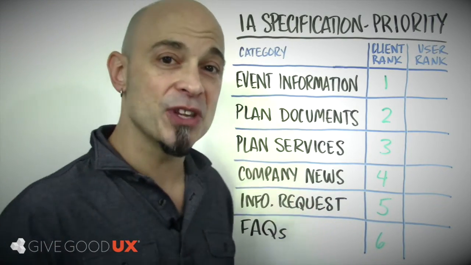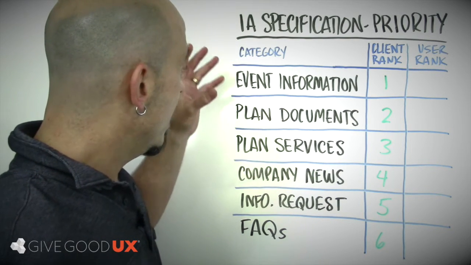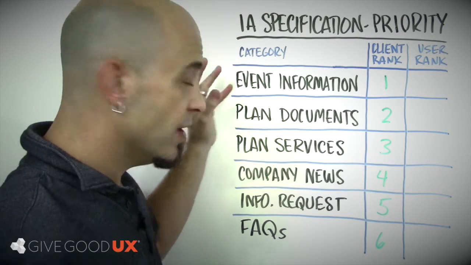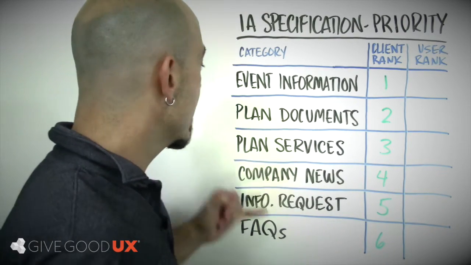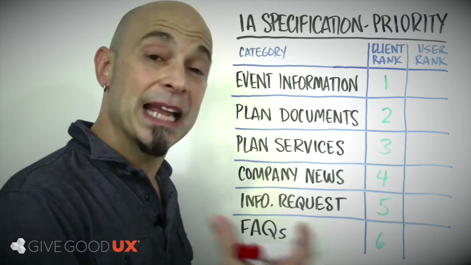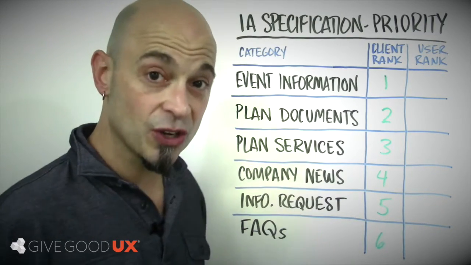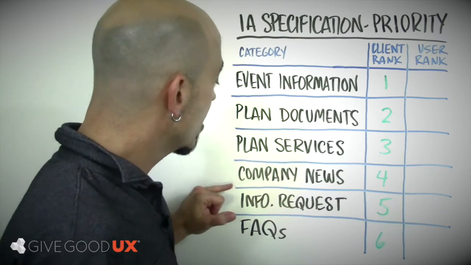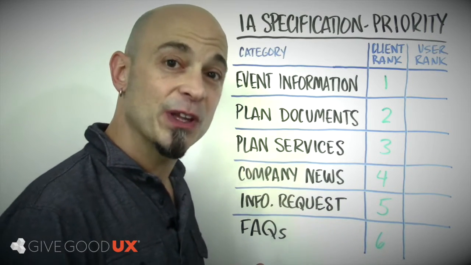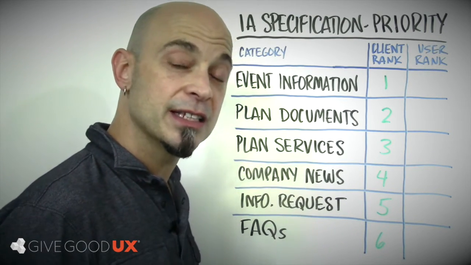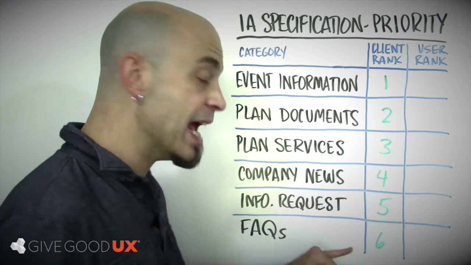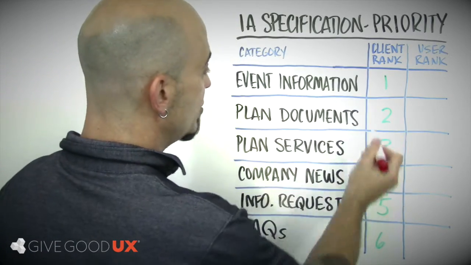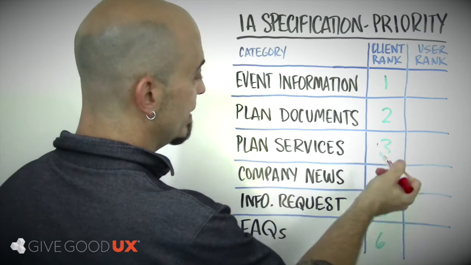So in this example, this is a financial services organization. We said, okay, core categories are event information, which are the events that they put on, webinars, seminars, things like that. Plan documents, which are the actual plans that they offer, insurance plans that they offer, the documentation that goes along with it, the services that are associated with those plans as well, company news, information requests where people fill out a form to say, yeah, I'm interested, I'd like you to send me more information, and then frequently asked questions. So this is the order of priority that they gave us. Event information was first, then plan documents, then plan services, et cetera, et cetera.